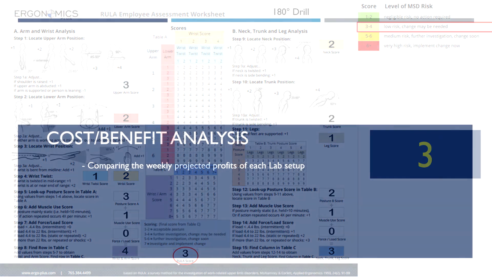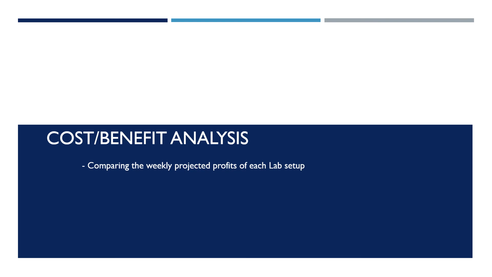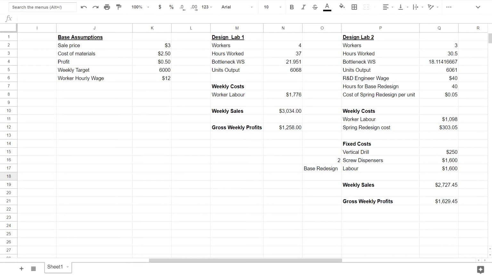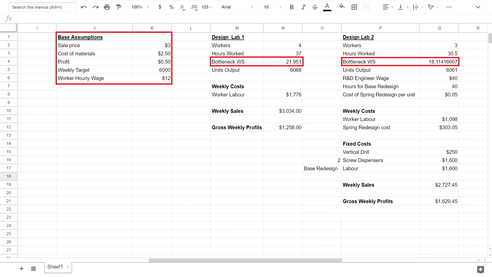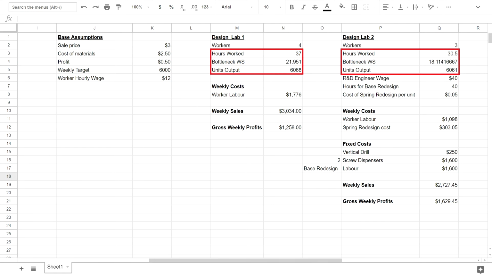After coming up with a few possible solutions to the issues in Design Lab 1, the cost to implement these solutions was explored to get an idea of the payback period, as well as the total increase in weekly profits compared to our initial assembly line. Using a few base estimated assumptions for both labs, the weekly output of each setup was determined and scaled by the bottleneck workstation of our trial. Due to this fact, the amount of hours required by each employee can be scaled to hit the target of 6,000 without overproducing by a large margin, so that we are still respecting the ideas set by just-in-time and Kaizen practices.